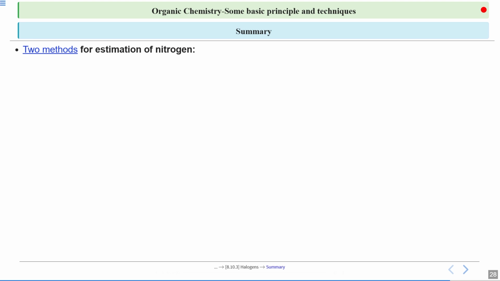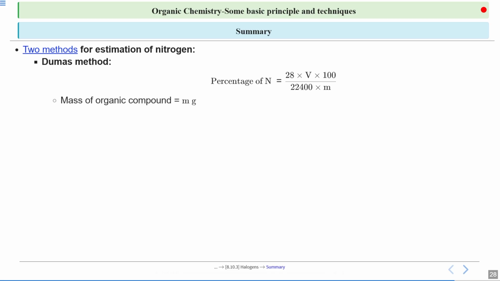After that, we talked about two methods used for the estimation of nitrogen. The first one is the Dumas method, and the second one is the Kjeldahl method. Here is the formula used in the Dumas method. Percentage of nitrogen equals 28 times V times 100 divided by 22,400 times small m. V is the volume of nitrogen gas and m is the mass of organic compound. Mass of organic compound equals small m grams. So m is simply the mass of the organic compound you started with.